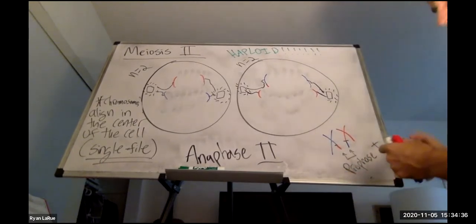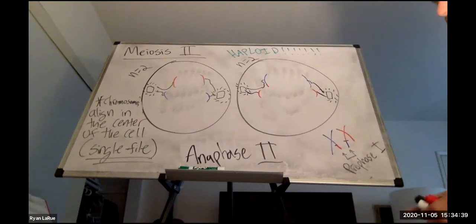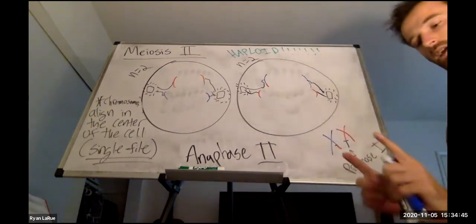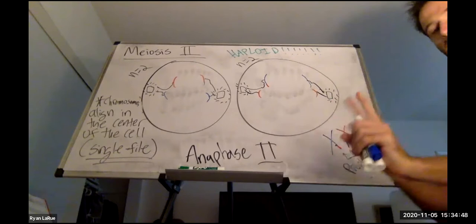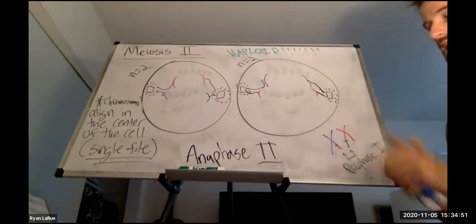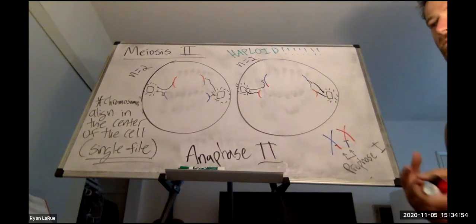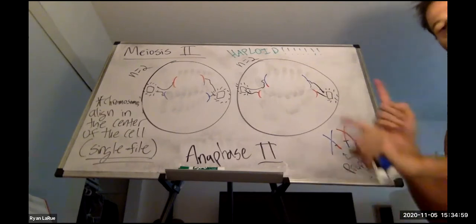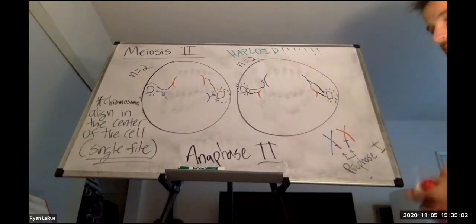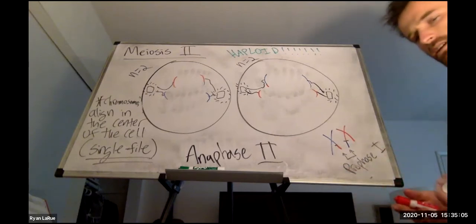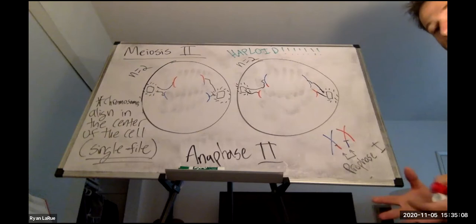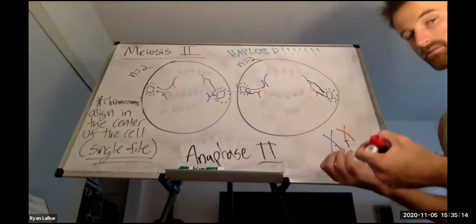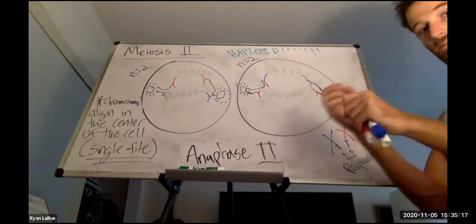Independent assortment occurred during metaphase one. That was when the homologous pairs line up side by side in the center, but which side they line up on is completely random. It's totally independent. And that was when we calculated how many combinations can result from where they line up. And it was like 8 million, right? Per gamete. So when sperm and egg come together, each one had 8 million possibilities of where the maternal and paternal chromosomes line up.